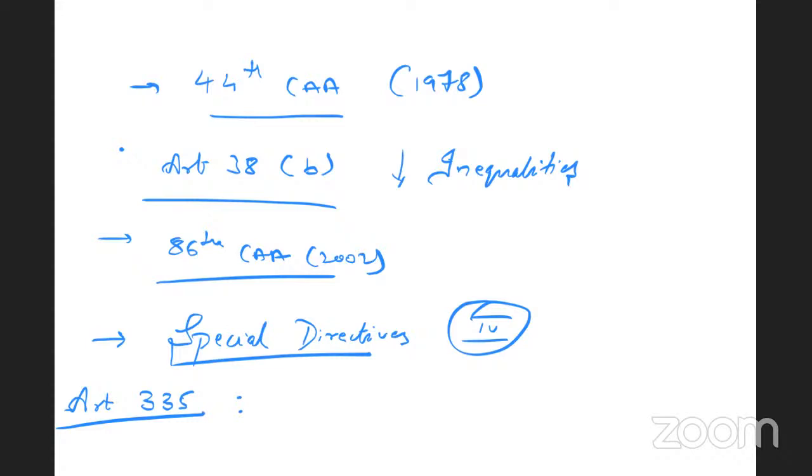State to take into account the claims of scheduled castes and scheduled tribes in making appointments in various posts, while also maintaining efficiency in the administration. Then you have Article 350. Article 350 talks about every citizen should be given an opportunity to present his grievance for its solution to the state in any of the languages used in the union or the states. As India is a multilingual society, this provision was provided.